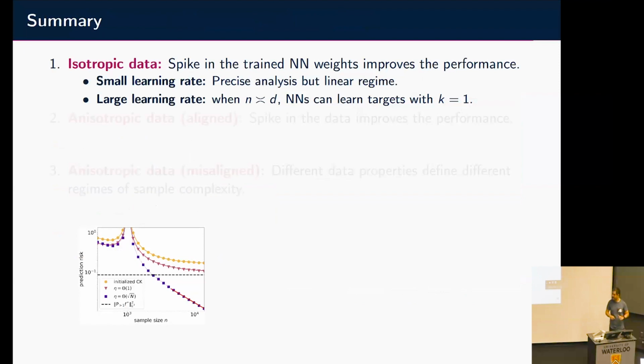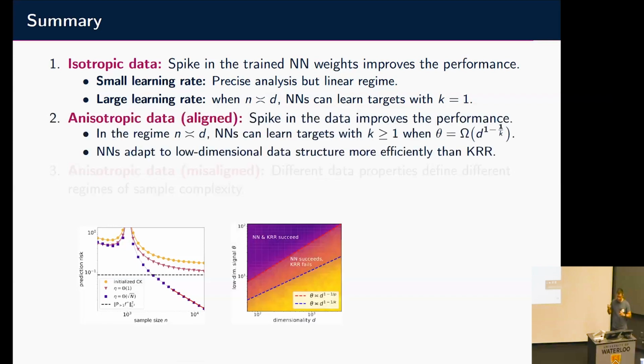Okay, so with that, I'll summarize and conclude. I talked about three different data covariance settings: the uninformative input, that is the isotropic data, where I talked about small learning rate and large learning rate, and how the network was able to learn nonlinear functions. And we talked about the perfectly aligned, idealized case and showed that neural networks adapt to this additional low dimensional structure more efficiently compared to the kernel methods.